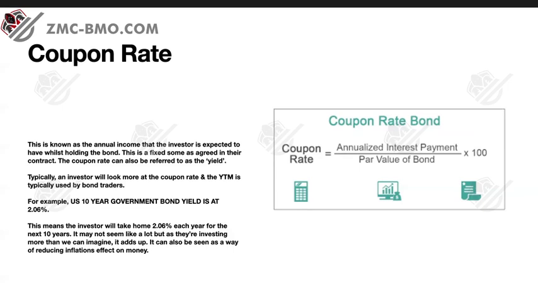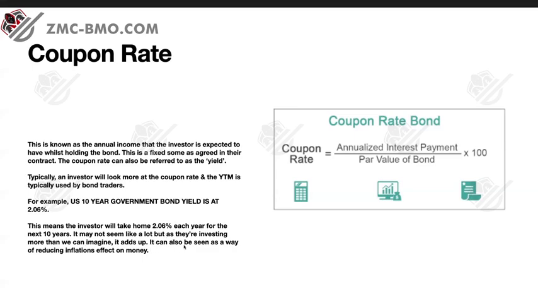Typically, investors will look more at the coupon rate, and the yield to maturity, as I said at the start, is typically used by bond traders at banks, etc. For example, the US 10-year government bond yield is at 2.06%. This means the investor will take home 2.06% each year for the next 10 years. It may not seem like a lot, but as they're investing way more than we can imagine, it adds up.